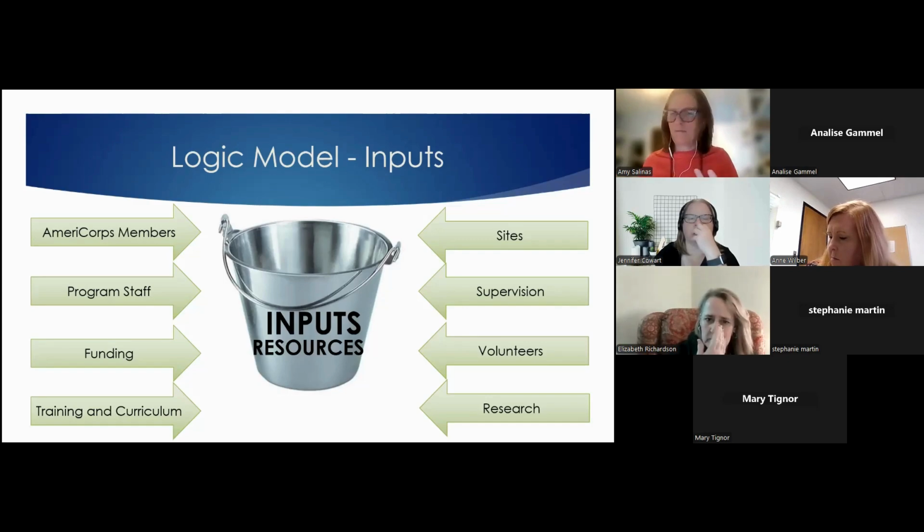And that's your members, the number and type of members. It's the sites where you're going to be placing members. If you're going to have sites, or if it's internal, it's the schools maybe, or the departments that they're going to be in. It's program staff, it's funding, it could be training and curriculum, it could be additional supports you're providing the members, it could be research that you're using to think about the program. It's anything you're putting in to make it successful.